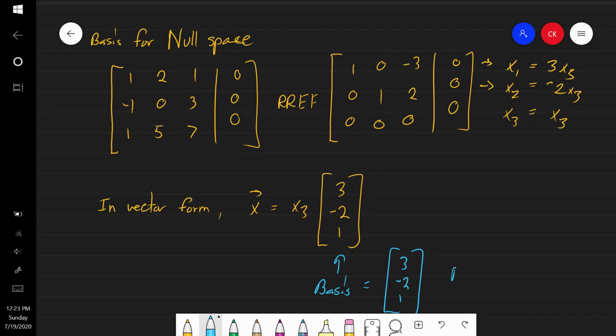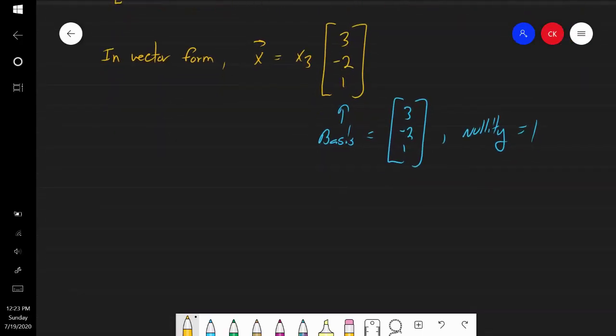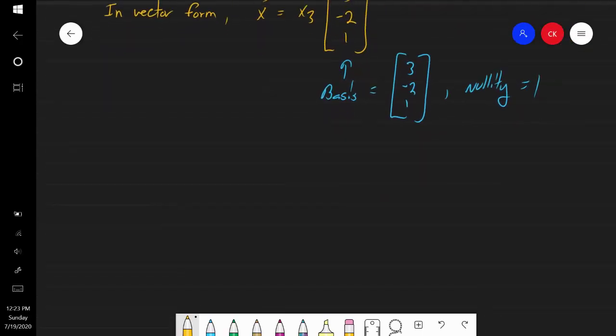And the dimension then of the null space, or the nullity, is just equal to 1. So that part's pretty straightforward. It's the part where we go after the basis for the range that becomes a little bit more complicated. So let's look at how we can do that.